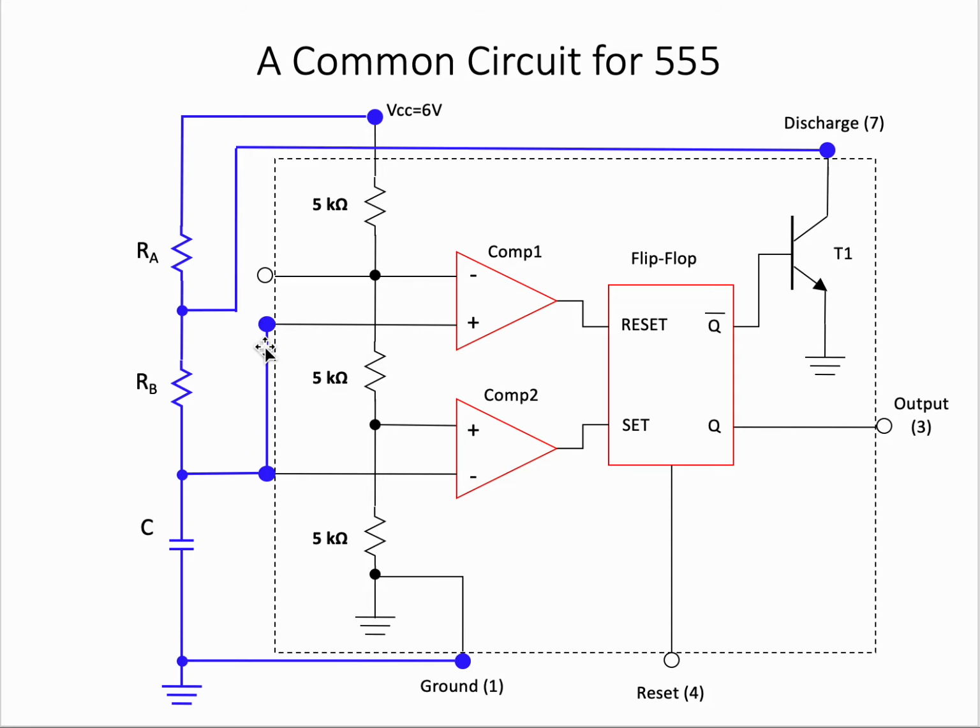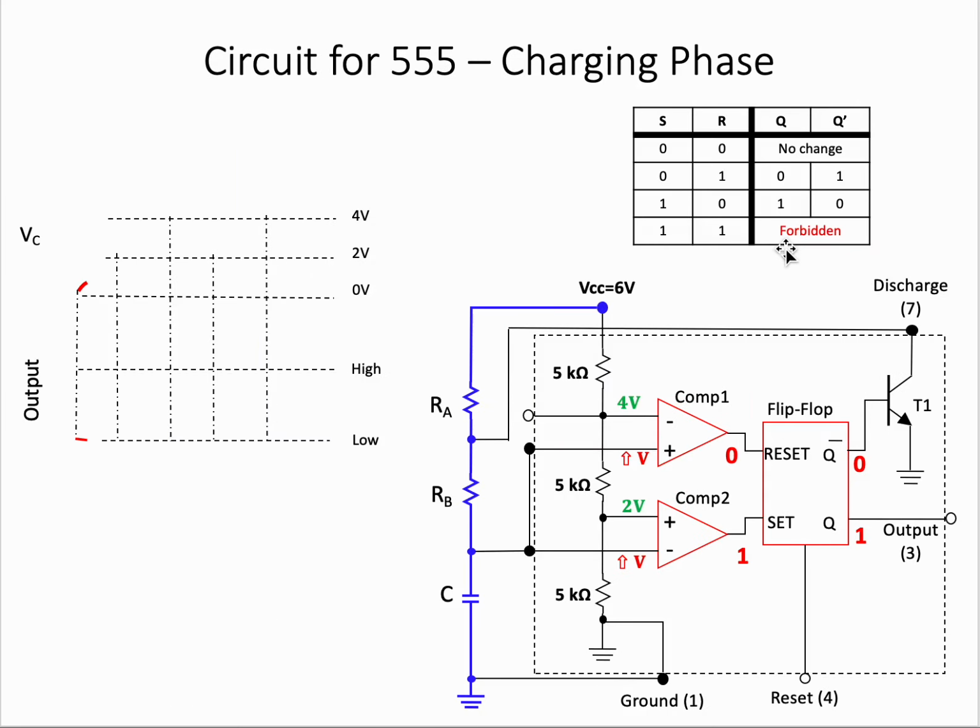The threshold and the trigger inputs are short circuited and connected to the capacitor, and the discharge pin connects the point between RA and RB to the discharge transistor. Here we visualize the capacitor voltage VC with a plot, assuming the 6 volt power supply. We display three critical voltage levels: 0 volt, 2 volt, which is 1/3 of the VCC, and 4 volt, which is 2/3 of the VCC.